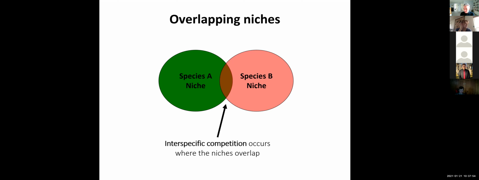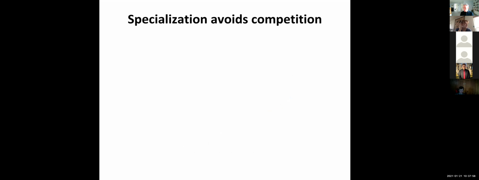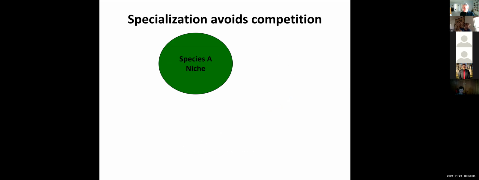Exactly. So what happens when you have two species whose niches have a partial overlap is that they will tend to specialize to avoid that competition, right? Because it benefits your species if you can have as little competition with other species as possible. It means that you get all the resources to yourself.